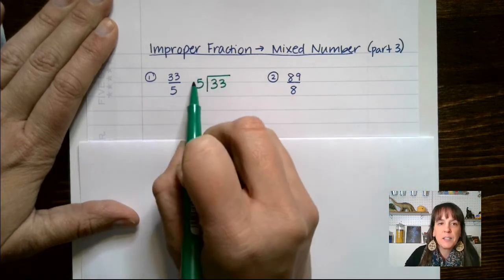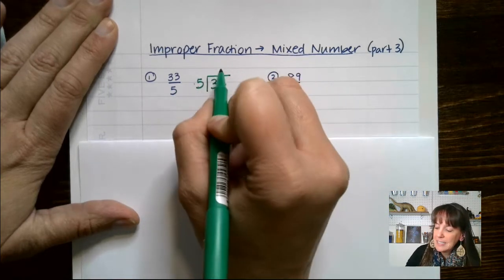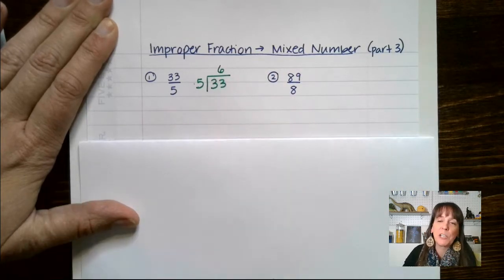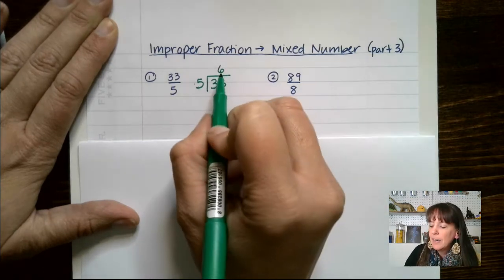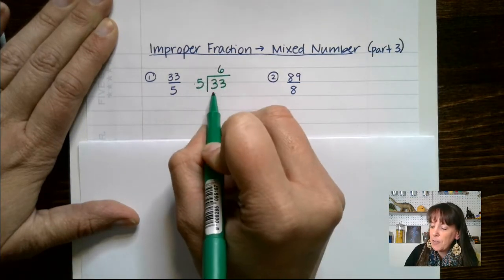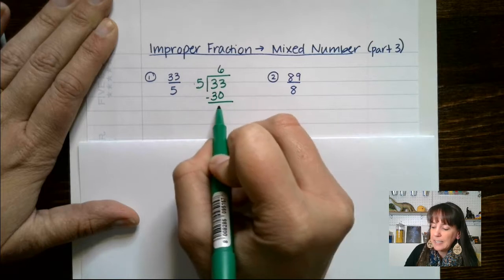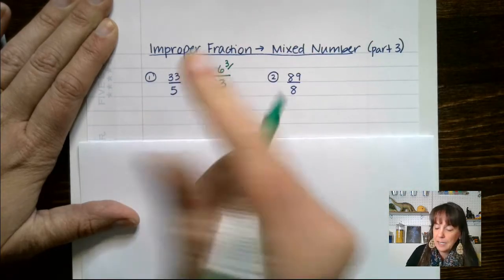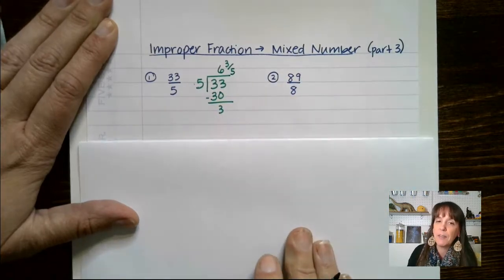What we're going to do is do 5 into 33, 6 times. We want to go into 33 without going over. 6 times 5 is 30. Subtract, and that gives us a remainder of 3. And so we put 3 over whatever our denominator is here. So 6 3/5.